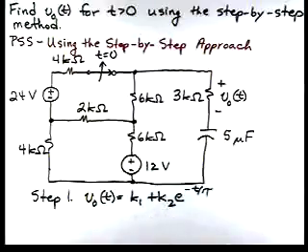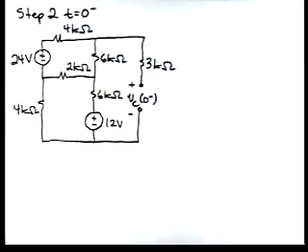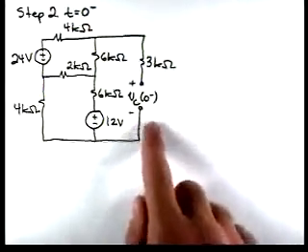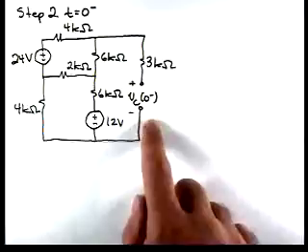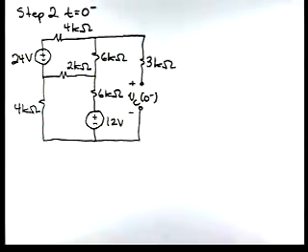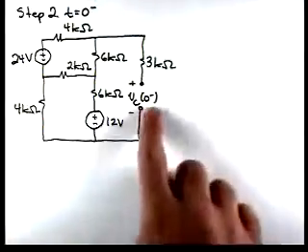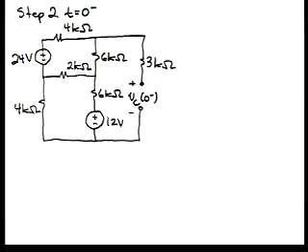The next step in our strategy says draw the circuit at t equals 0 minus, and we want to calculate the value of the capacitor voltage at 0 minus, because the capacitor voltage is going to remain the same from 0 minus to 0 plus, or continuity of voltage for the capacitor. So here's our circuit. We've assumed steady state, so we replace the capacitor with an open.